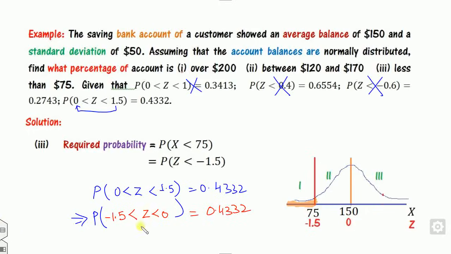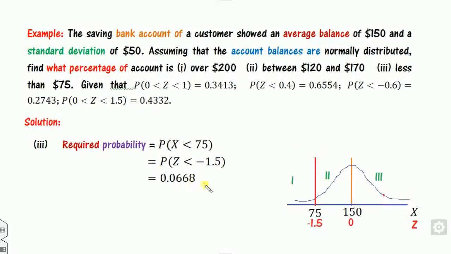So look at this picture: this area is given to you, area of 2. Area of 2 is given to you. So how do you find this area of 1? 0.5 minus it. If you subtract it from 0.5, you will get 0.0668, which is the required answer.